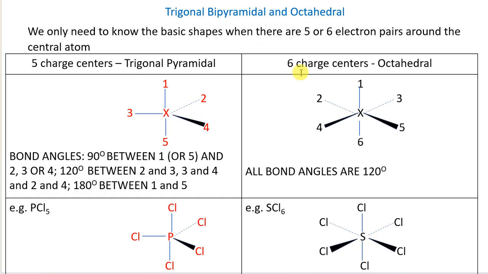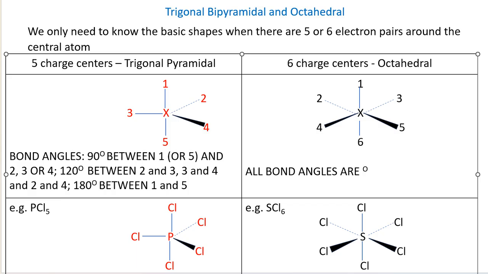Last, 6 charge centers, octahedral. Octa normally means 8. Here we're looking at 6 charge centers and we're calling it octahedral. Reason: if I imagine that as a 3-dimensional structure, I've got 4 faces in the shape above X and also 4 faces in the shape below X. 8 faces, octahedral.